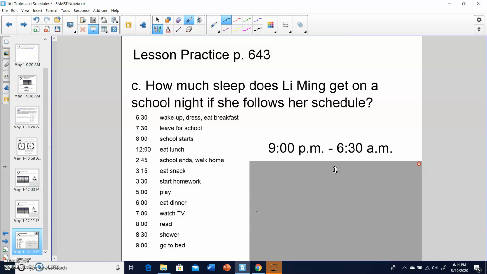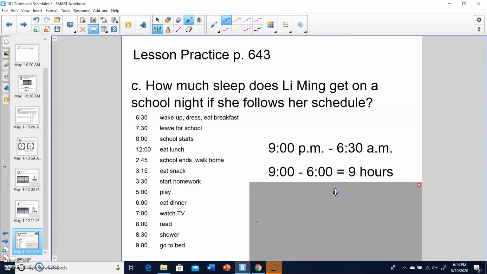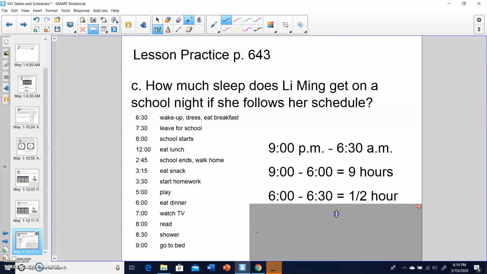Okay, so 9 p.m. to 6:30 a.m. So she goes to bed at 9. She sleeps from 9 to 10, 11, 12, 1, 2, 3, 4, 5, 6, which gives me 9 hours. And then she's still sleeping from 6 to 6:30, which is another half an hour. So she gets 9.5 hours of sleep.